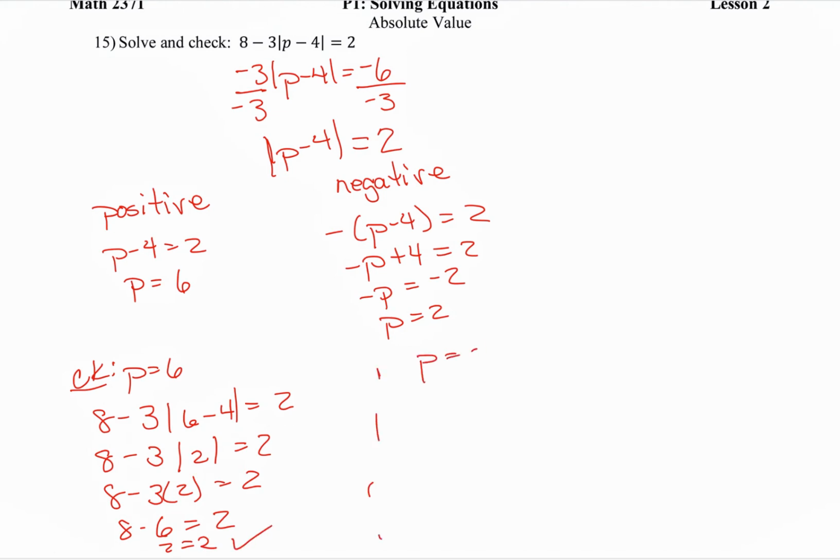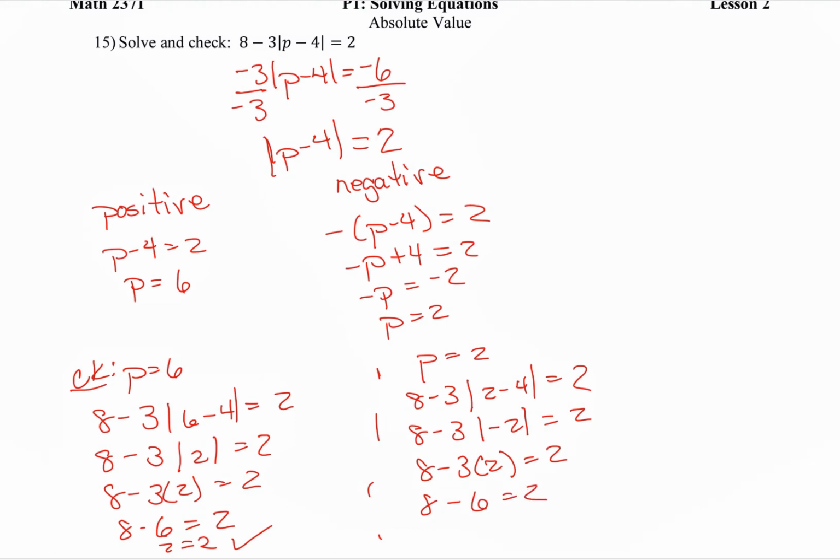So p equals 2. I have 8 minus 3 absolute value of 2 minus 4 equals 2. 8 minus 3 absolute value of negative 2 equals 2. So 8 minus 3 times 2 equals 2. So 8 minus 6 equals 2. So 2 equals 2, and that works. So my solutions are p equals 6 and 2.